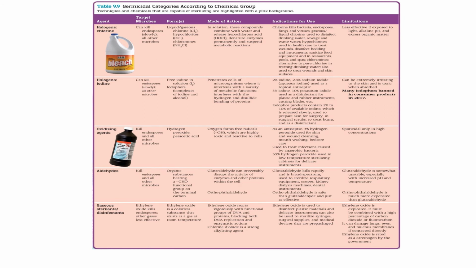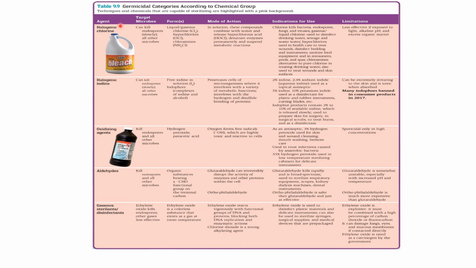Let's talk about a few chemical agents that are used. These chemical agents that are listed right here for you are halogens such as chlorine and iodine, some oxidizing agents such as hydrogen peroxide, some aldehydes, and some gas sterilants. All of these are going to achieve the sterilization process because they're going to kill all different types of microbes, including viruses and endospores. So the object that's getting sterilized is indeed sterile because all the microbes are going to be killed, including the endospores.